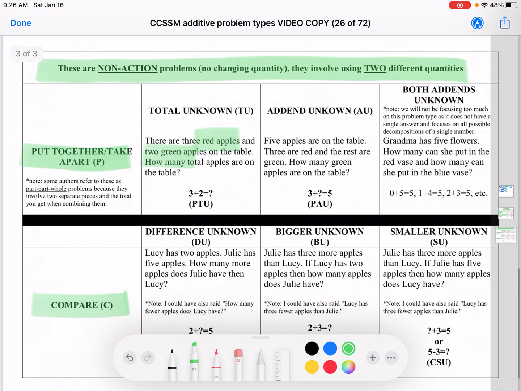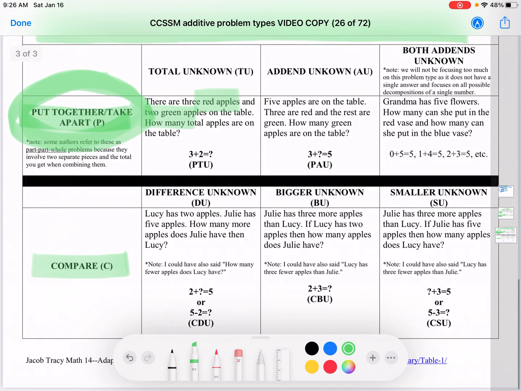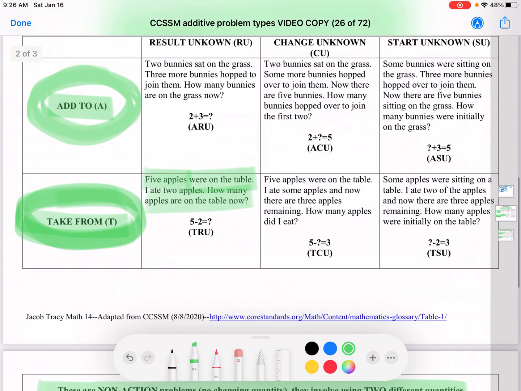If I have my two quantities and I put those two quantities together to come up with a total, that's a put together problem. Whereas if I have two quantities and I want to know the difference between them, or I have two quantities and the difference between them, that is a compare problem. And then in each case, the unknown can change.